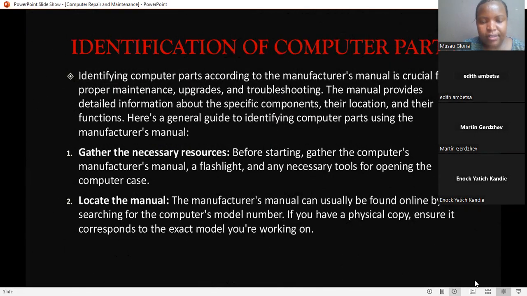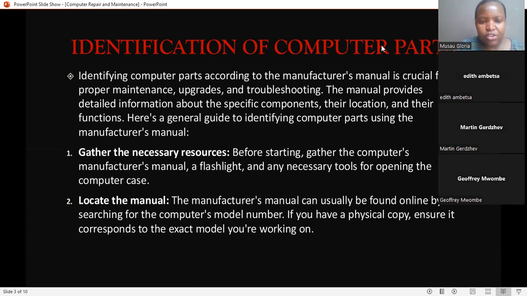So the first thing, identification of computer parts according to the manufacturer's manual is crucial for proper maintenance, upgrades, and troubleshooting. The manual provides detailed information about the specific components, their location, and their functions. So here is a guide on how to identify computer parts using the manufacturer's manual.